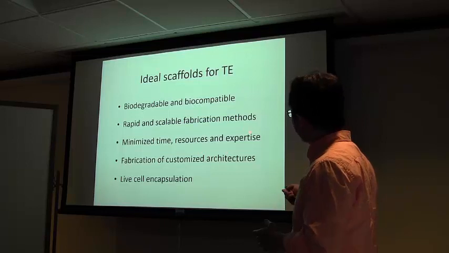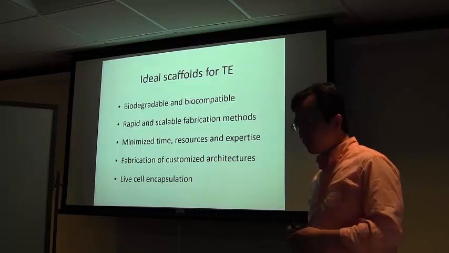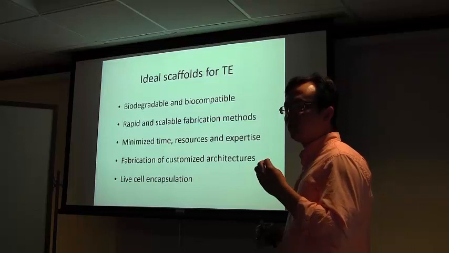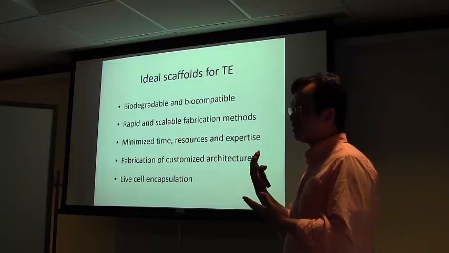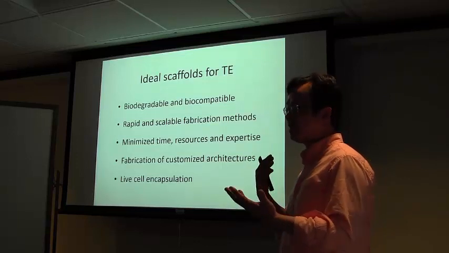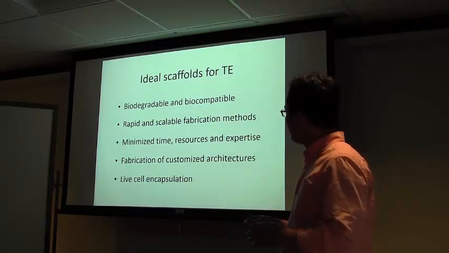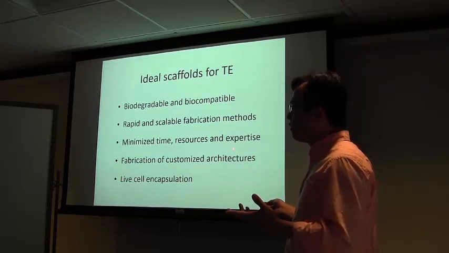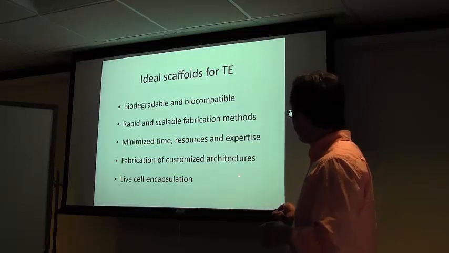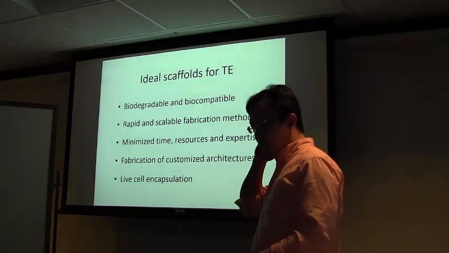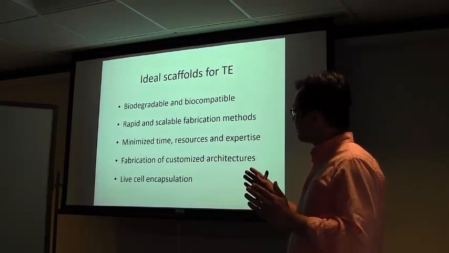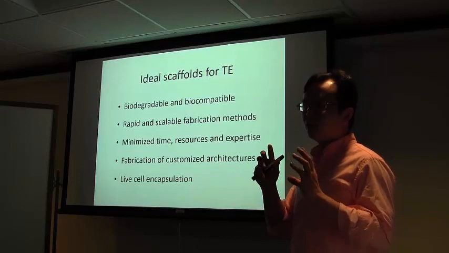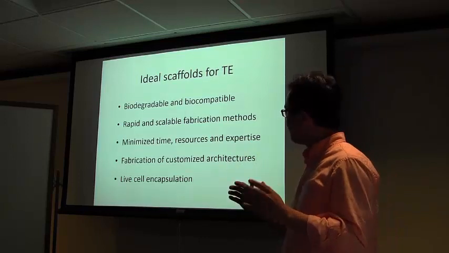Especially, it should minimize expertise. That means if you want the scaffold to be popularly used in hospitals or by patients, it should be really easy to make. You cannot have 3 professors or 10 students make 1 tissue organ. It should be easy to use by the surgeon or by trained technicians. Fourth is the fabrication of custom architectures. This is easy to understand because people are different. Some are tall, some are short. So the scaffold can be made to exactly fit the one you want to apply it on.